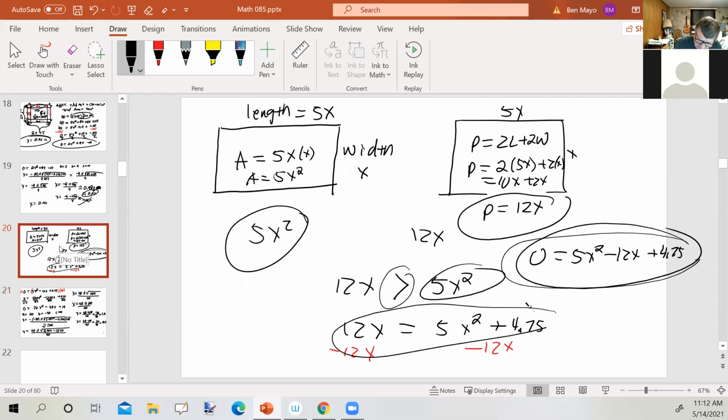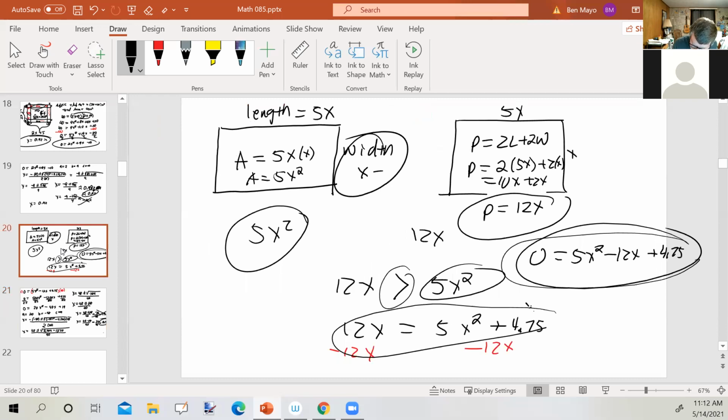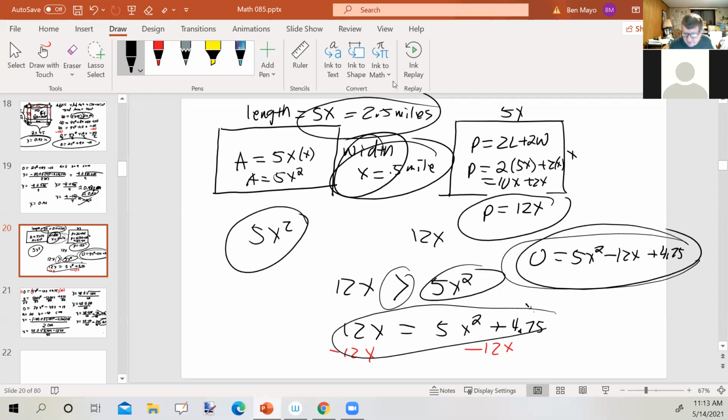Okay, x is its width. So in this case, this answer, even though it's positive, isn't correct because we're told that the width is less than a mile, and these units are miles. Okay, so it's got to be 0.5. And this would be what? 2.5. So the dimensions would be what? 2.5 miles by 0.5 miles.